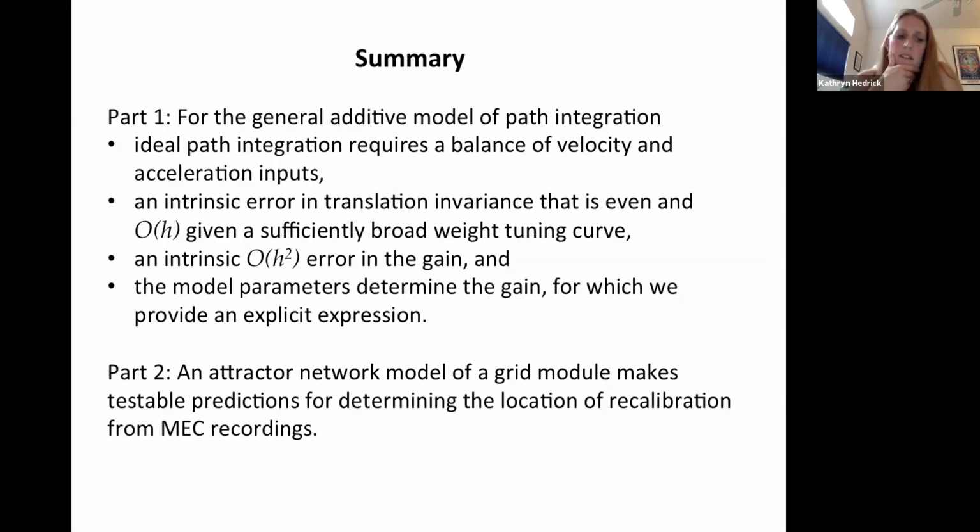And so this is where this partnership stands right now. I'm making predictions for what we would expect to see as they run this gain recalibration experiment and now record from grid cells in the MEC to try to see these neural mechanisms. And the idea is once we get that data in and can test these various predictions and identify where the recalibration is taking place, we can go back to these attractor network models and modify them or adapt them to have some biologically realistic mechanism for the gain recalibration.